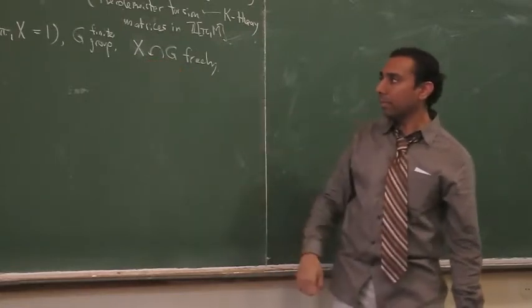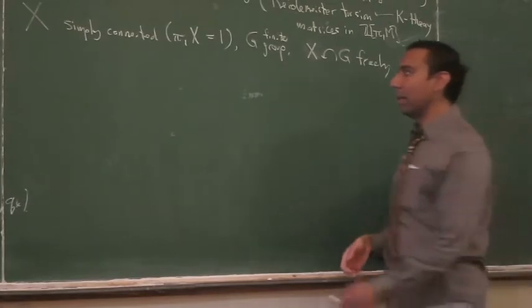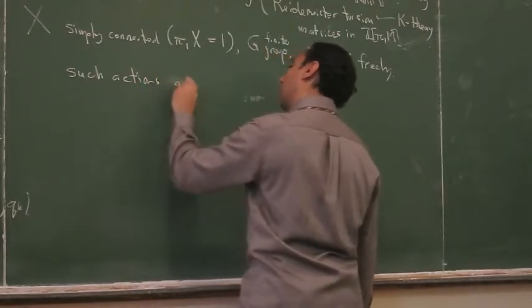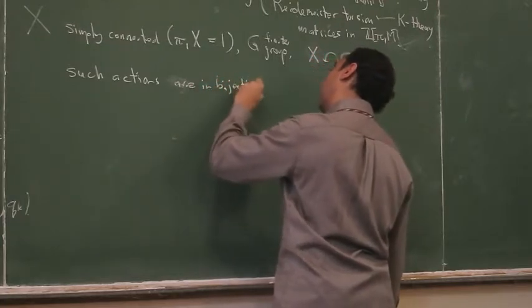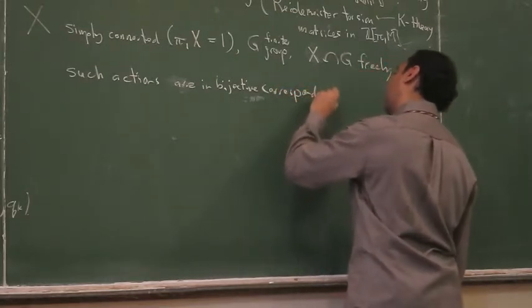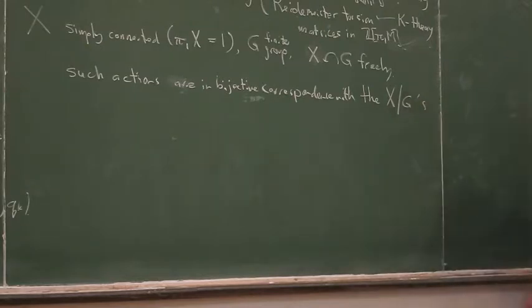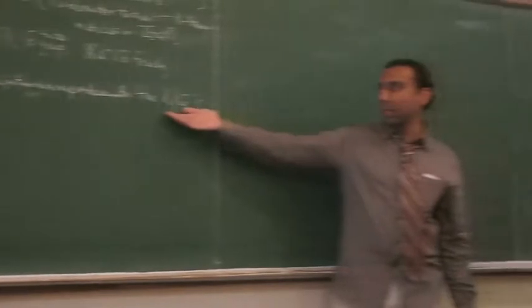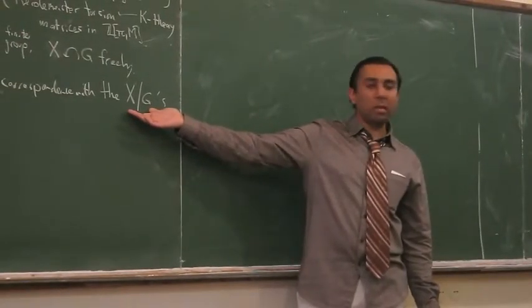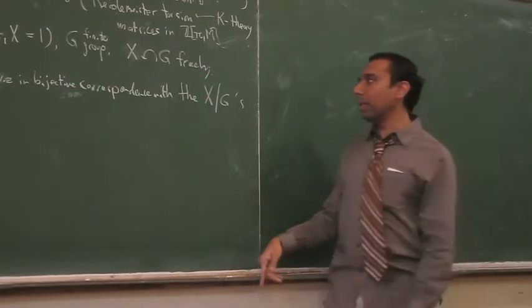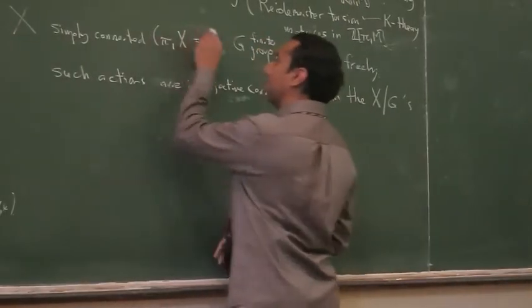Over there, you were talking about a cyclic group of order p acting on S^n. Because X is simply connected, such actions are in bijective correspondence with the quotient spaces X mod G. So you look at the quotient space and do homeomorphism classification for the possible quotient spaces. This corresponds to the classification of such actions up to conjugacy in the homeomorphism group, because X is simply connected.